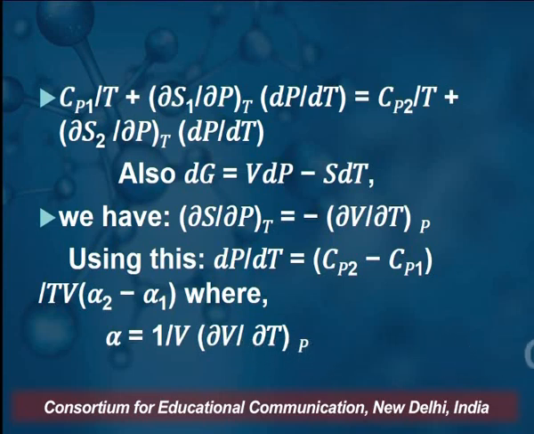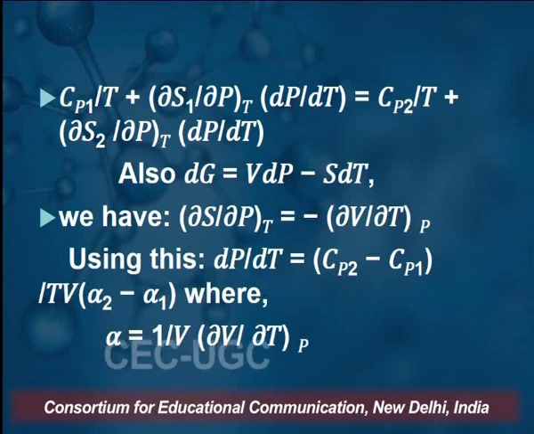Also, dG is equal to VdP minus SdT. So, we have delta S by delta P at constant temperature is equal to minus of delta V by delta T at constant pressure. Using this, we get dP by dT is equal to (Cp2 minus Cp1) by T into V (alpha 2 minus alpha 1), where alpha is 1 by V delta V by delta T at constant P.